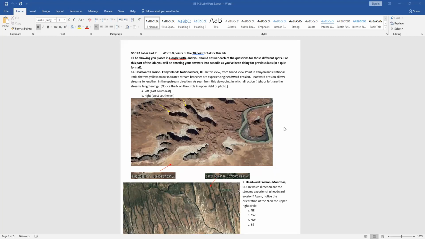Okay, so this is worth 9 points of the 30 points total for this Running Water Lab. I've showed you places in Google Earth, and you should answer each of the questions for those different spots. For this part of the lab, you'll be entering your answers into Moodle as you've been doing for previous labs in a quiz format. Okay, so here we have 1A.